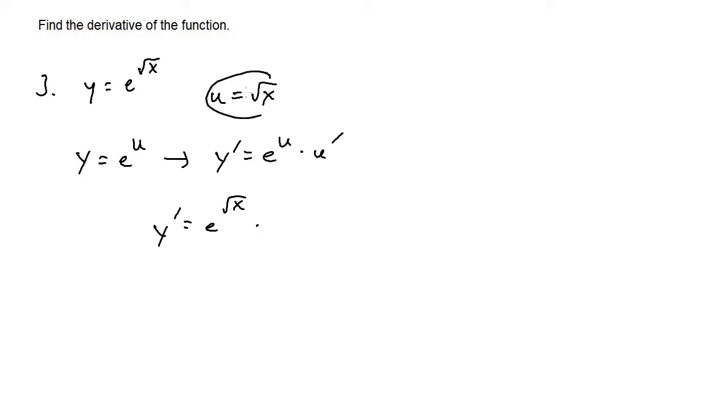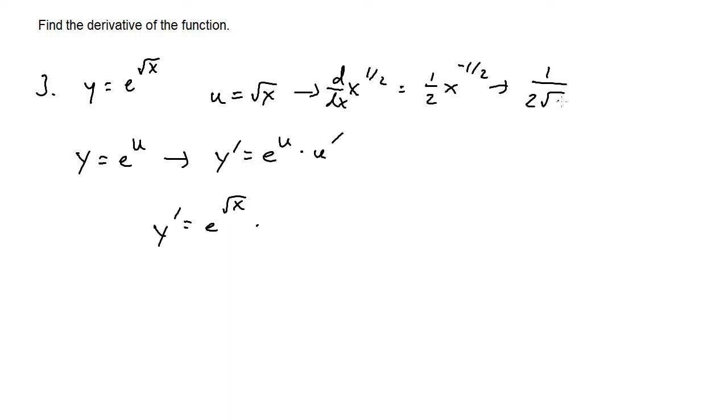So if u is the square root of x, then what is the derivative of square root of x? Well, I can rewrite square root of x as x to the 1/2. So if I go ahead and take the derivative of that, we can just use the standard power rule, where we bring the power down, subtract the power by 1. So 1/2 minus 1 is negative 1/2. So I can rewrite that as 1 over 2 times the square root of x. So then I multiply by 1 over 2 times the square root of x, which is u prime. So then that'll give us our final answer of y prime equals e to the square root of x over 2 times the square root of x.